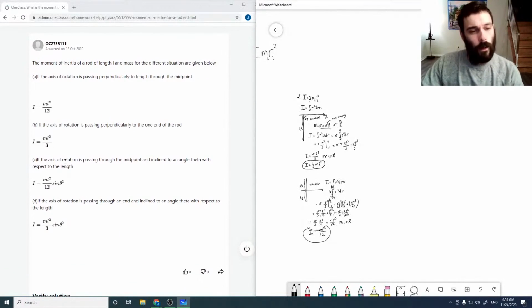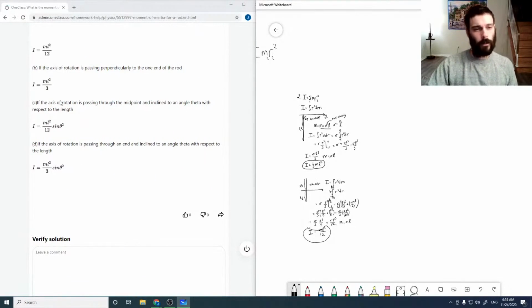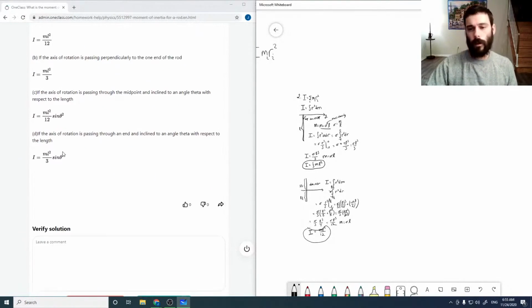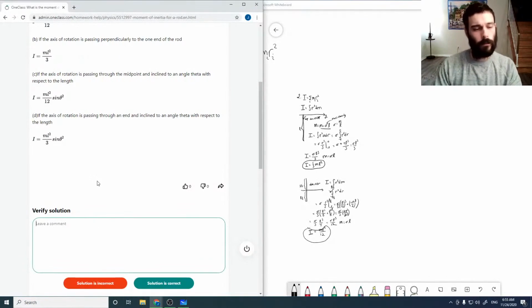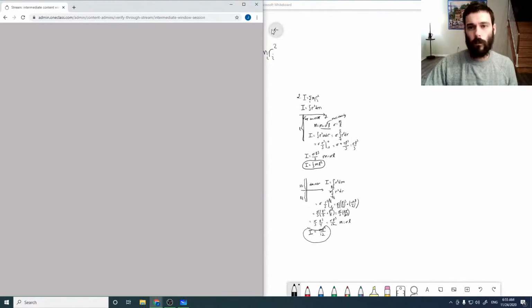But the solution here also gives the answers for if it's inclined at an angle, which might be quite simple, but I'm not sure. These just give the direct results for these values, but I'm not going to run through all of those right now. But this solution is correct. It just doesn't run through the exact mathematical structure.